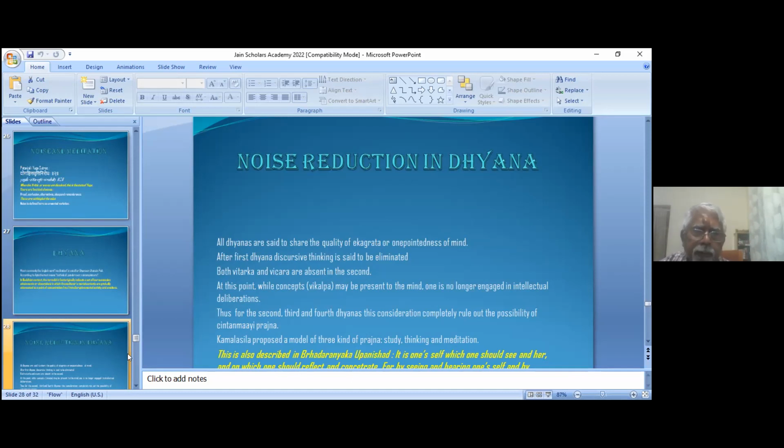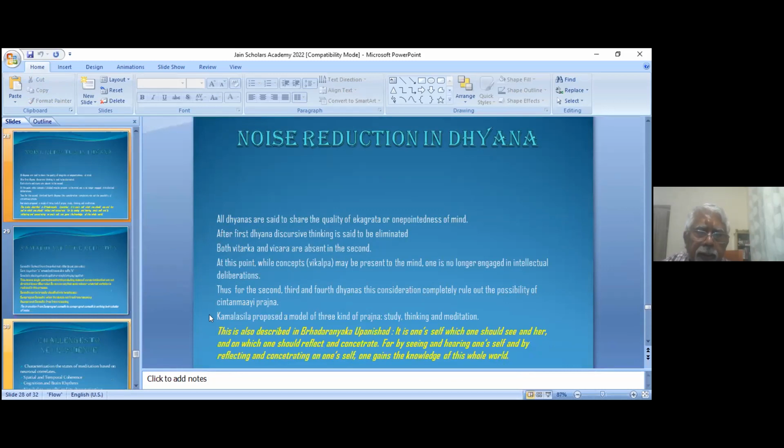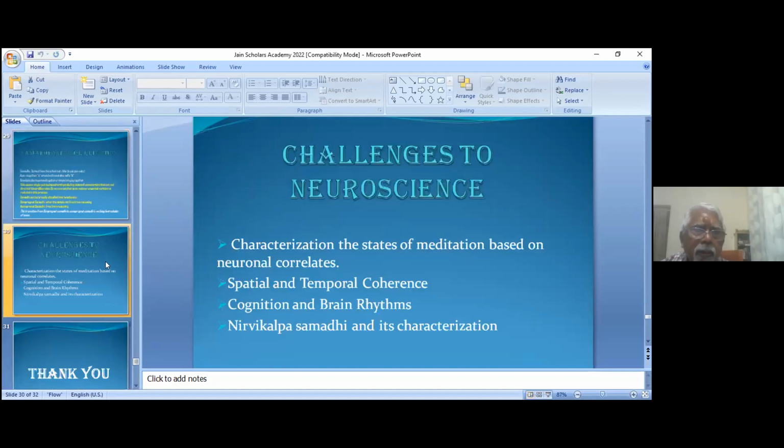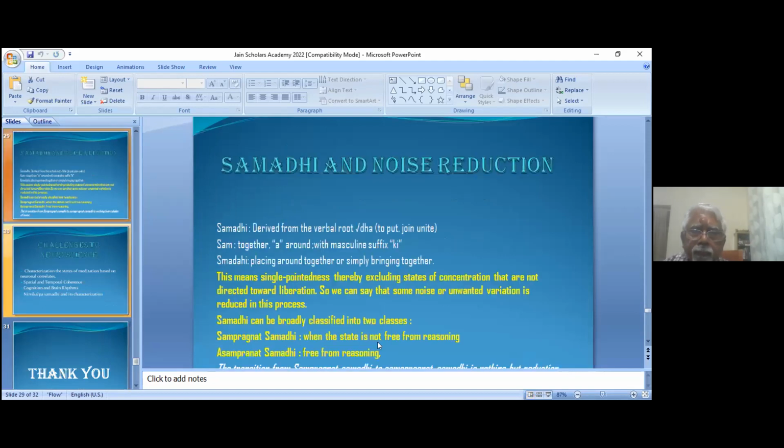chintanmayi pragya. Kamalasila, a Buddhist scholar, proposed a model of three kinds of pragya: study, thinking, and meditation. It is also described in the Brihadaranyaka Upanishad. It is said, it is oneself which one should see and on which one should reflect and concentrate. For by seeing and hearing oneself, by reflecting and concentrating oneself, one gains the knowledge of this whole world.